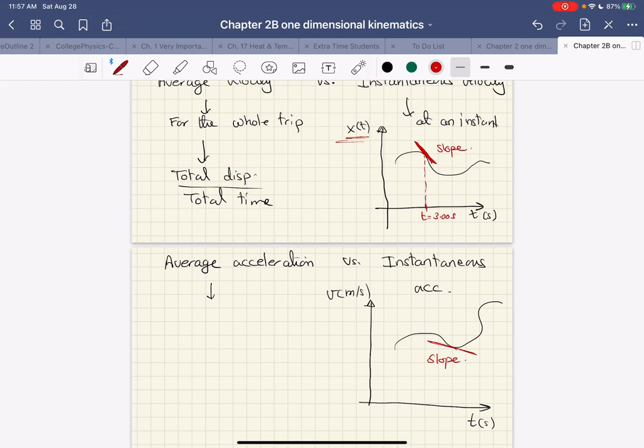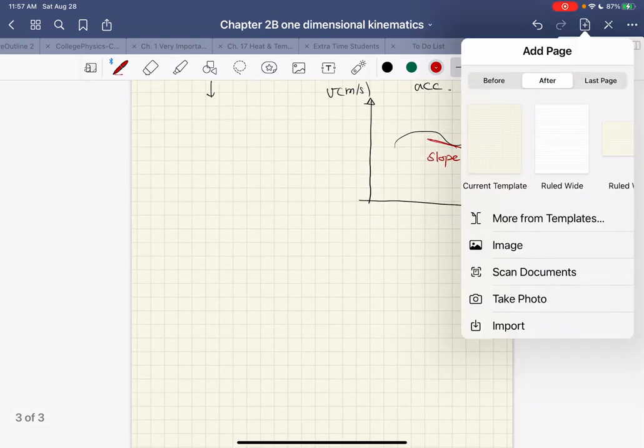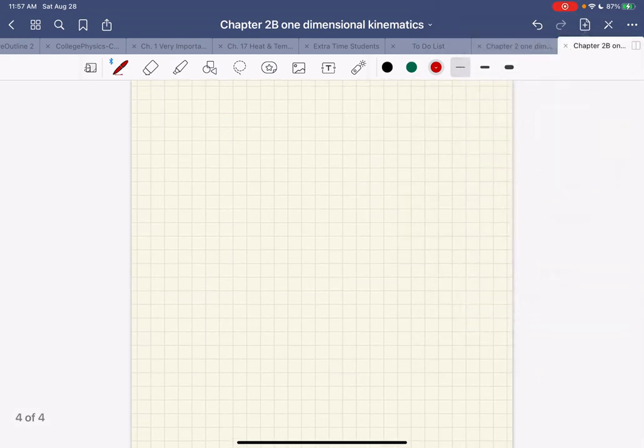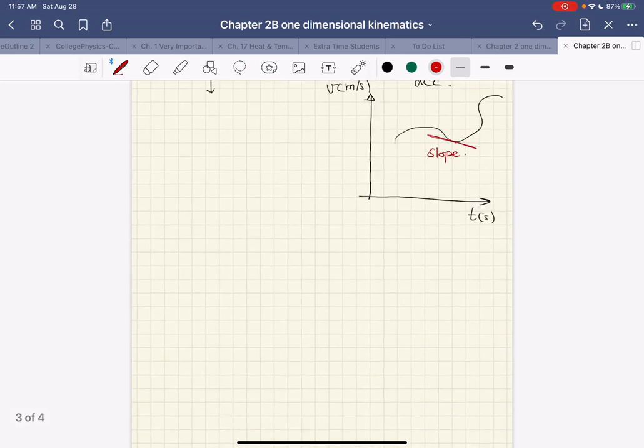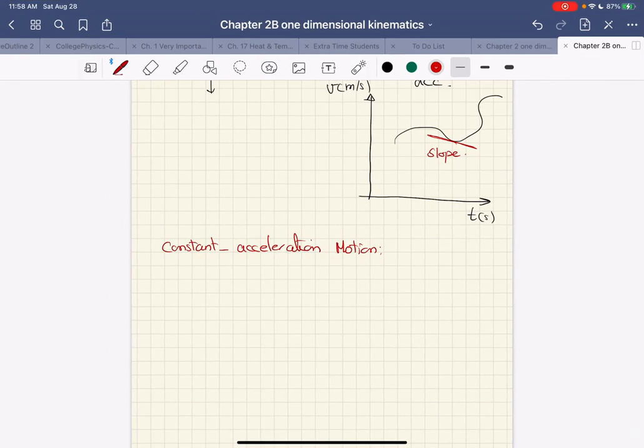Now, we will not actually talk about non-constant accelerations, and I will say our course is going to talk about only constant acceleration motion. Now, in order for me to describe constant acceleration motion, I need to list equations for you where we can use them.